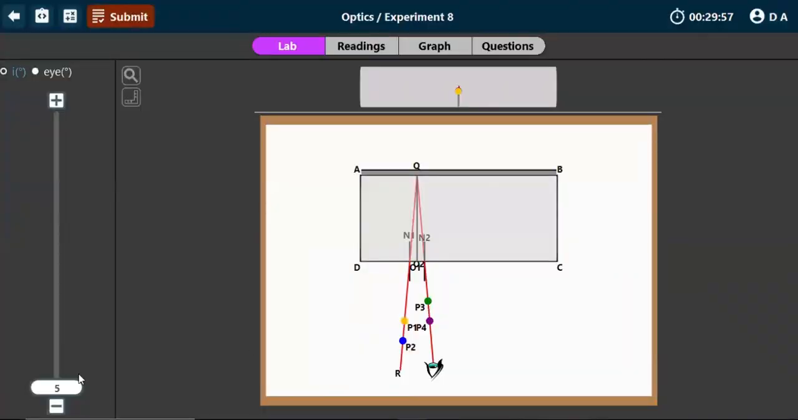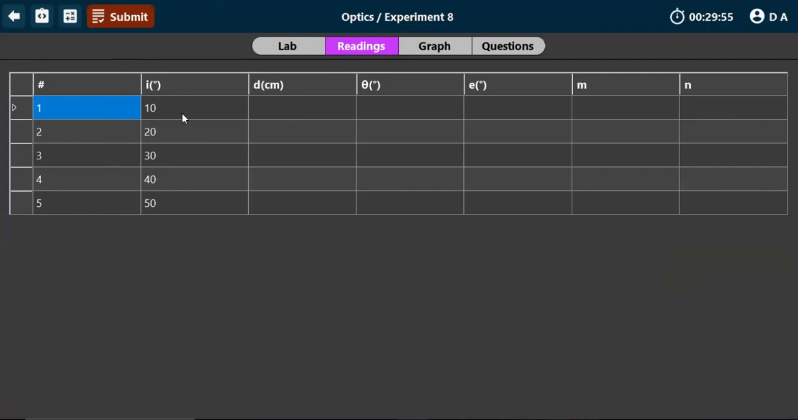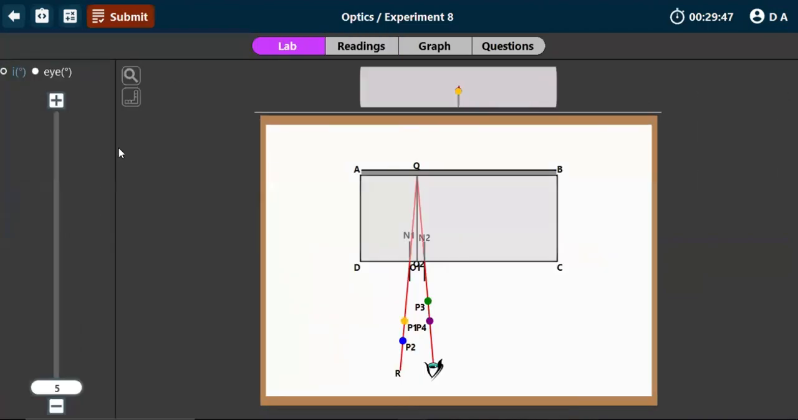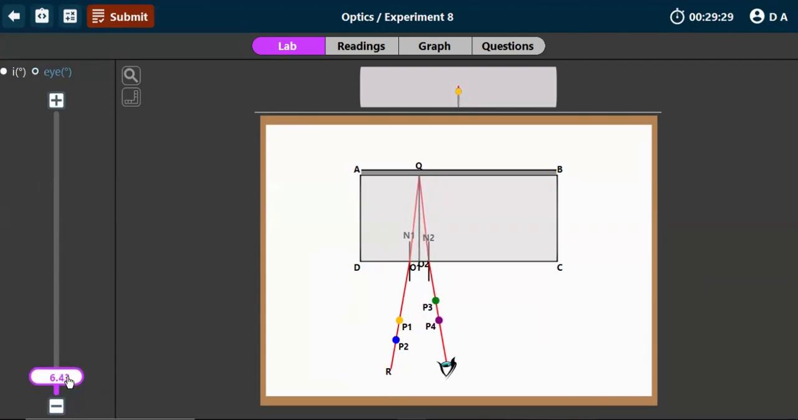So what I'm going to do now is go to the reading. The first setting is when I is 10, then we are meant to measure D, theta, E, and N. So I'm going to change this I to 10, which is the angle of incidence. Then I'm going to switch to this I radio button. Then I'm going to adjust this until the yellow and the blue pins are aligned. That's basically what I'm going to do.